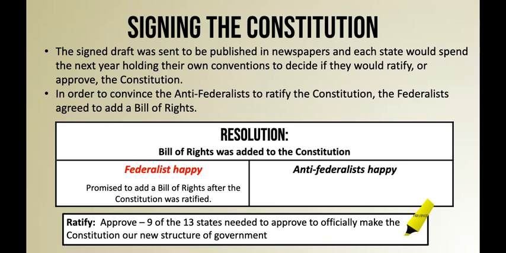To convince the Anti-Federalists, those who were against the signing of it, to ratify the Constitution, the Federalists agreed to add a Bill of Rights after the Constitution was approved. In order to approve it, they had to have 9 of the 13 states approve the Constitution to make it the new plan for our government. But because they promised that Bill of Rights, the Anti-Federalists were happy enough to sign, and then the Constitution became our plan for our government.